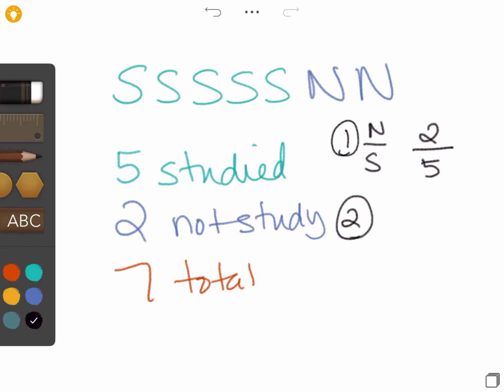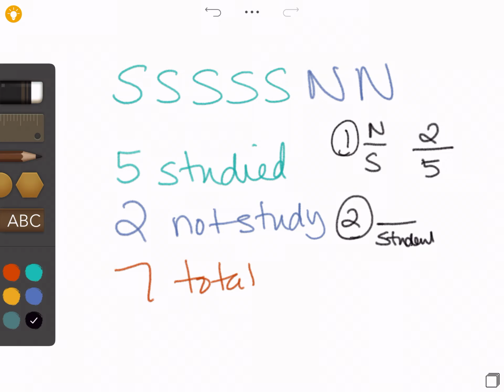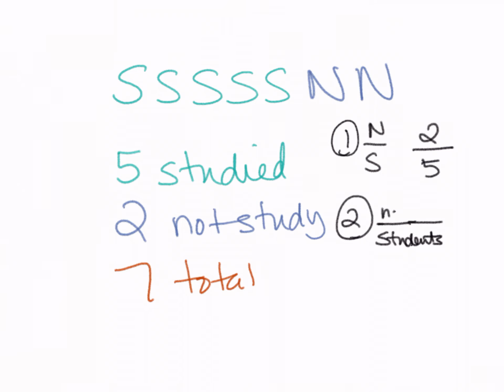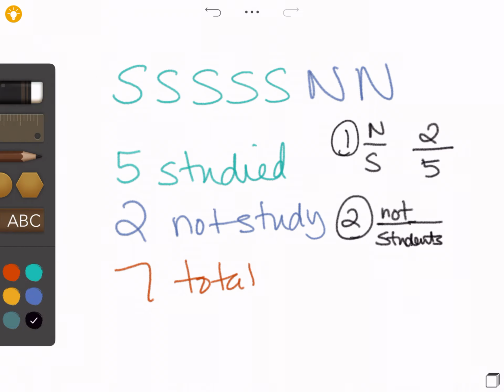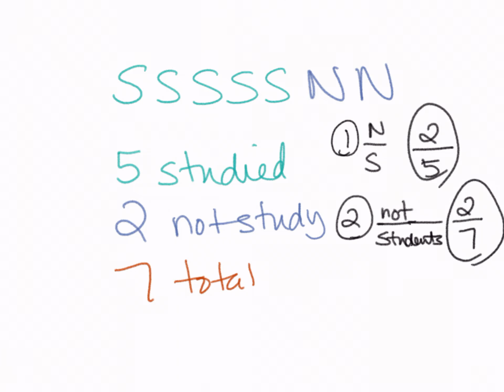In number 2, we want what fraction of the students, so that means the students go on the bottom, did not study for the exam. So not studied goes on the top. So that means I have 2 not studied out of 7 total to give me 2/7 for number 2.